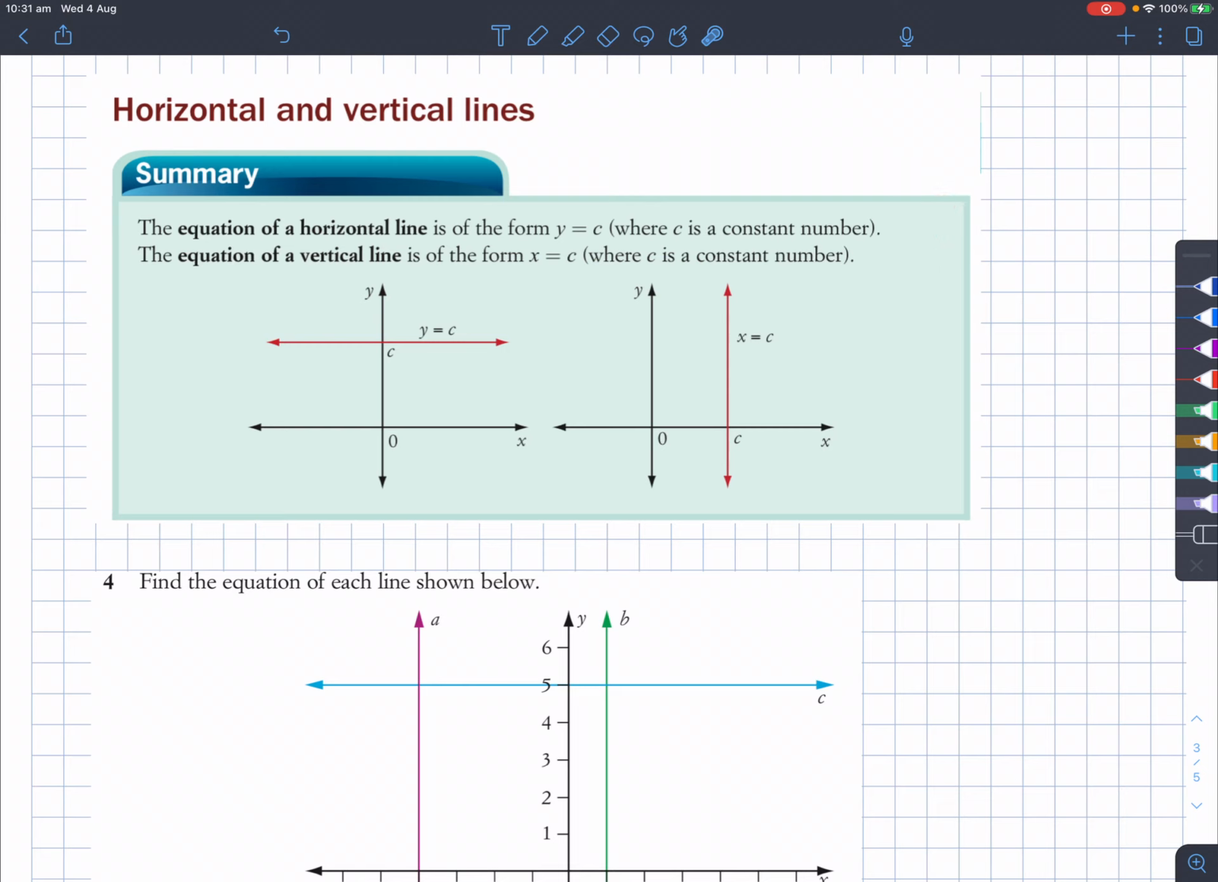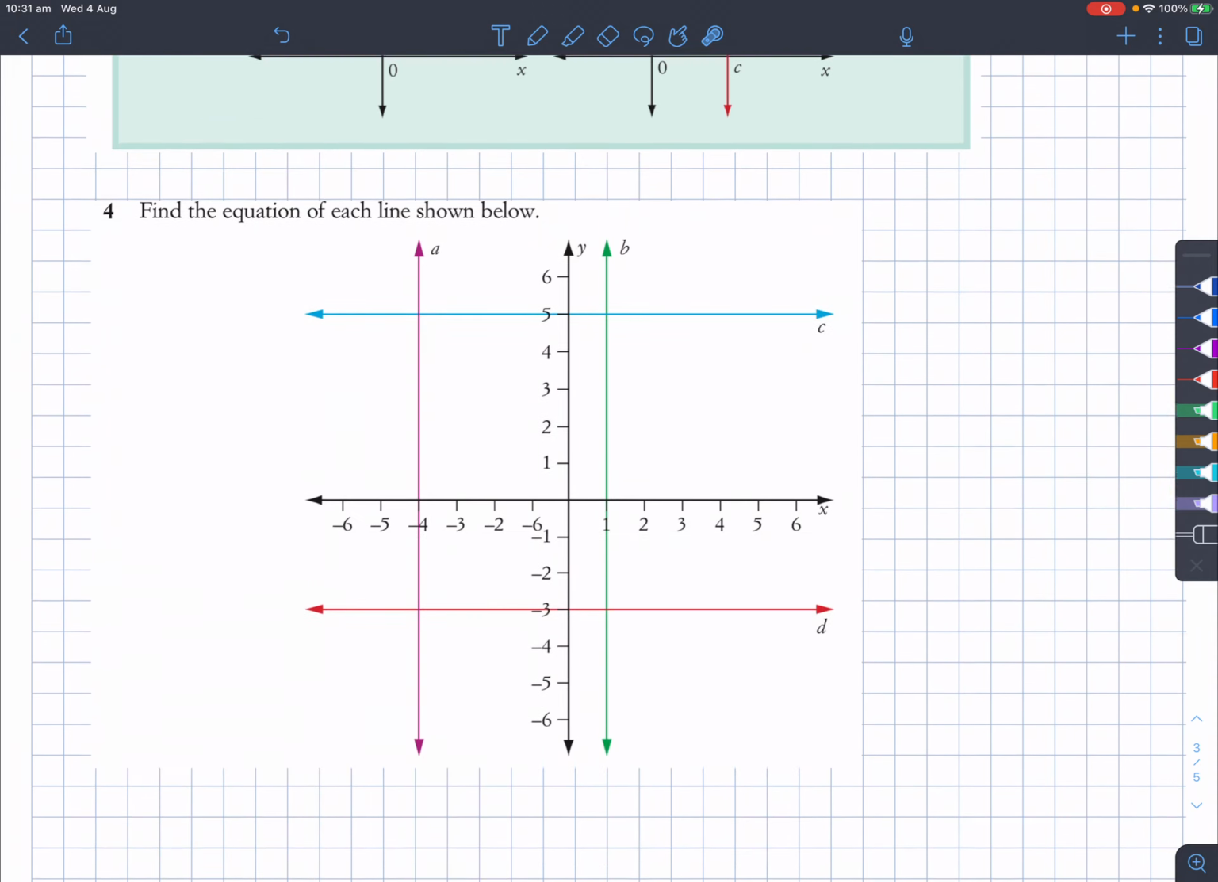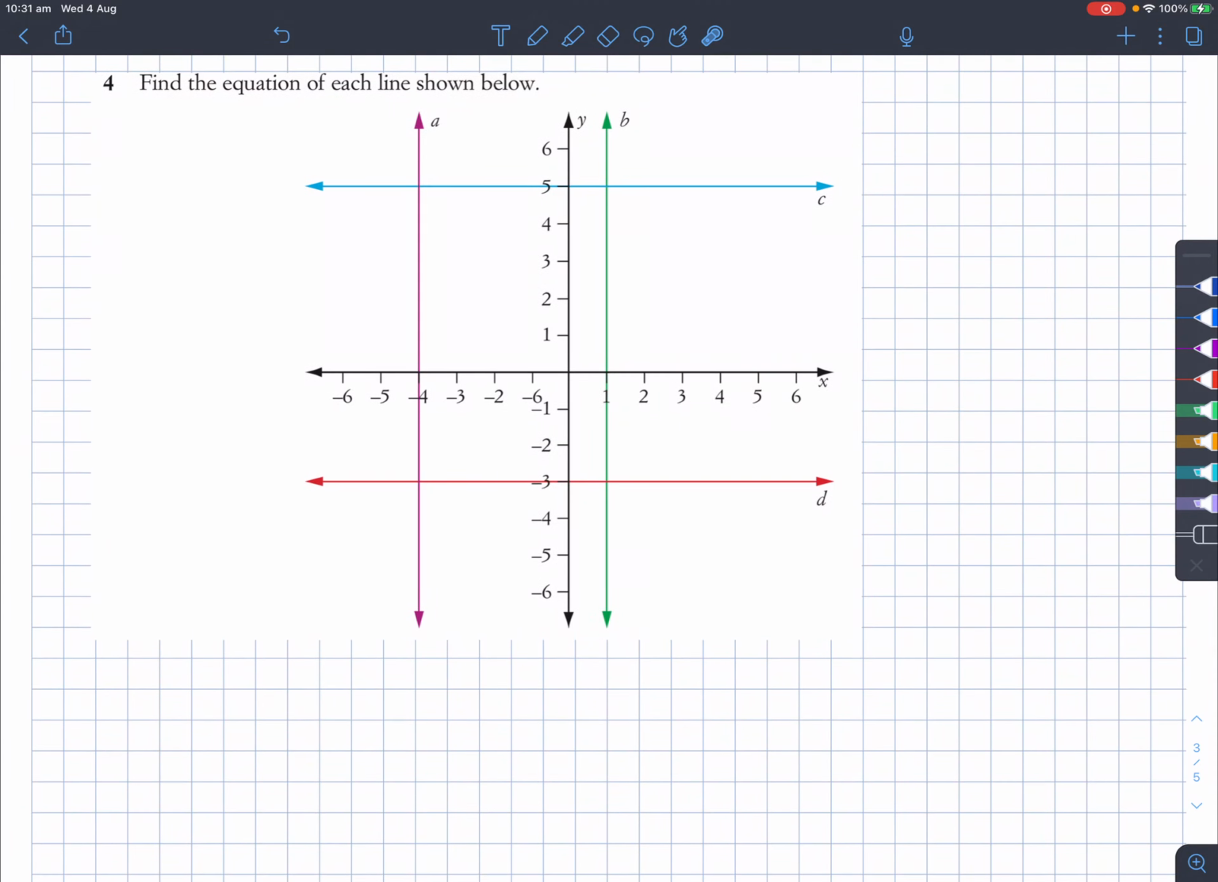And now I'm going to move on to the question. So pause the screen if you need to. Right, I'm going to move on. Question 4. Find the equation of each line below. So we've got A, B, and where's C? Oh, C is here and D is there. Let's start off with question A.